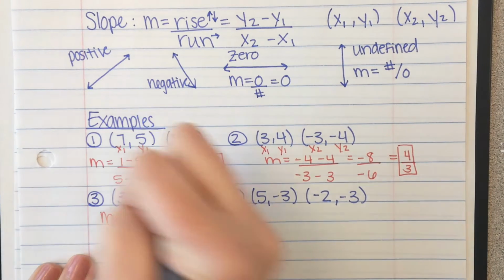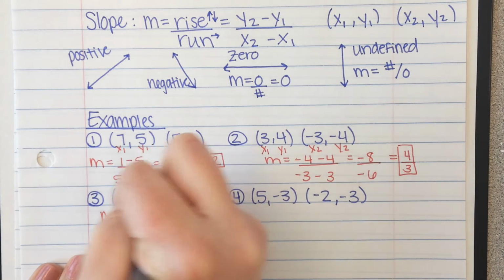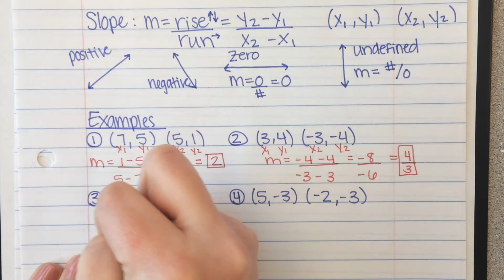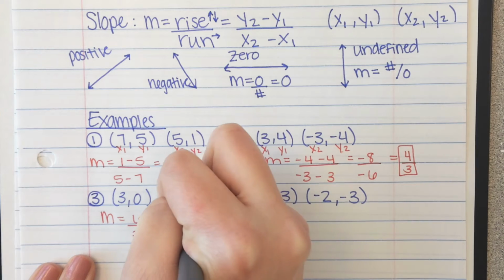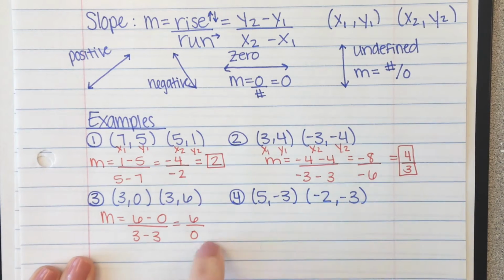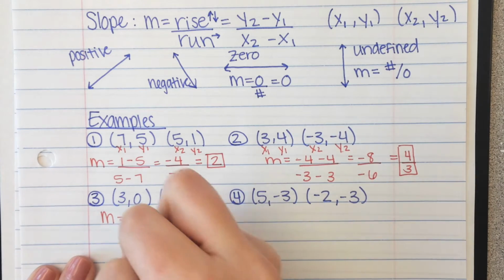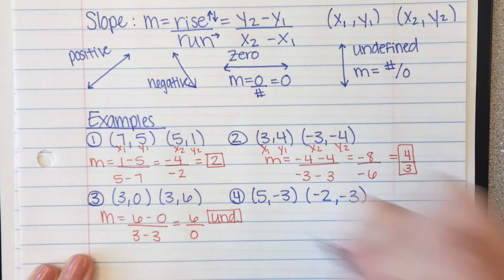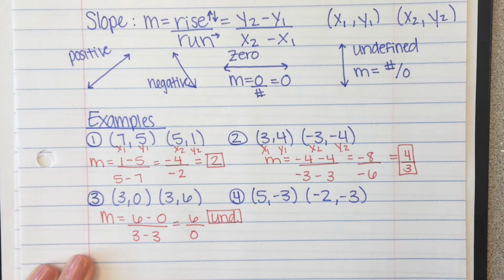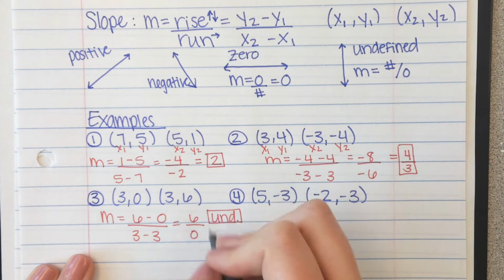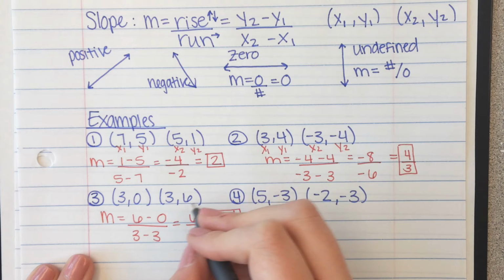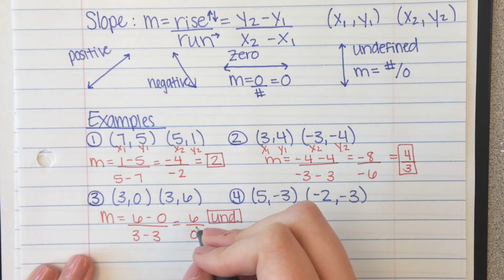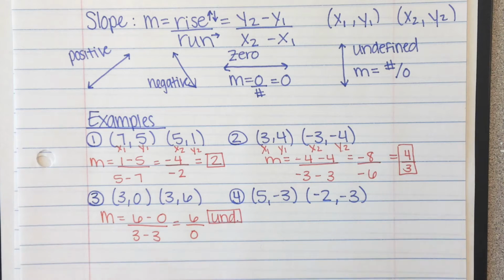For number 3, we should have 6 minus 0 over 3 minus 3, and we get 6 over 0. What do we know about that? Good, it's undefined. So we're going to write UND, or you can write out the whole word, or use U, whatever you want. But you don't need to leave it as 6 over 0, okay? Because we never keep 0 on the bottom of a fraction. So make sure you write out undefined.